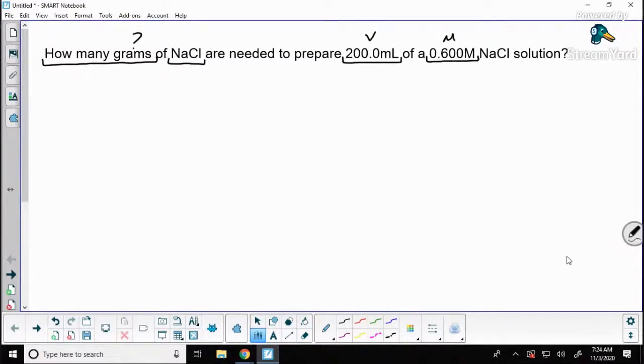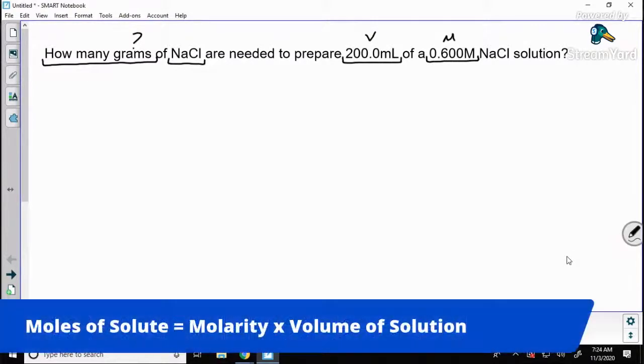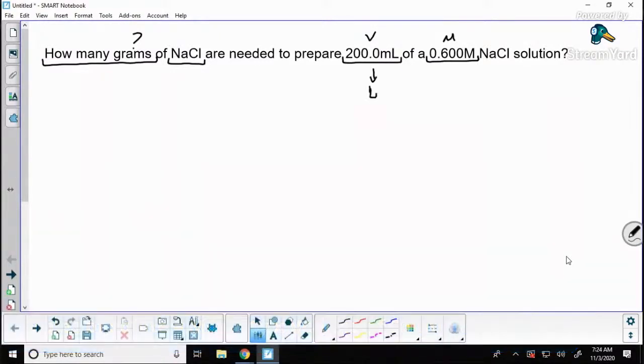So again, looking at the equation that moles of solute equal molarity times volume, we need to take this volume and first off convert to liters so that our units will cancel properly. So that's the first thing I'm going to do, 200.0 milliliter. And in a conversion factor, because we're starting with milliliters, we need milliliters in our denominator so that they will cancel out. And then we will need liters in our numerator.